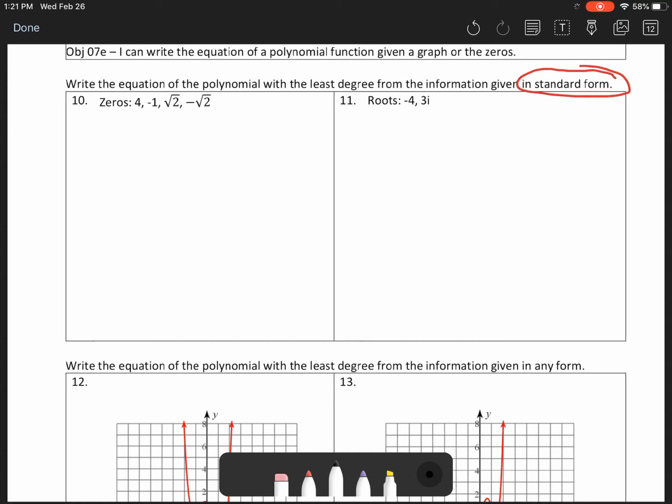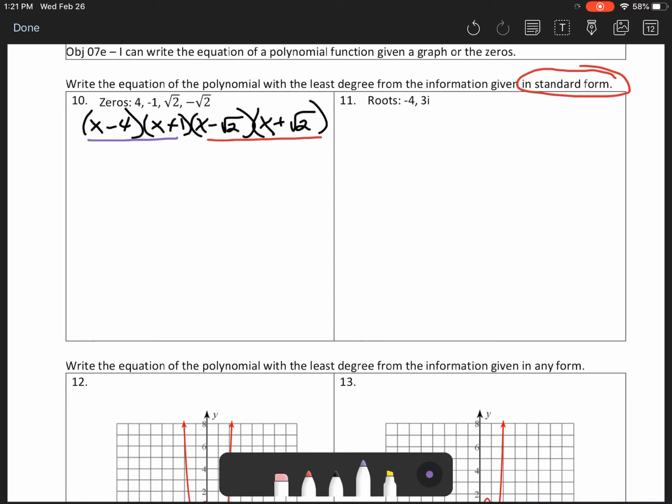So for this first one, my root is at +4, so I know the factor is going to be x - 4. This one's at -1, so this is going to be x + 1. One's going to be at negative radical 2, and the other one's going to be at positive radical 2. And all you do for these is pair them off, multiply it out, and then multiply them by each other.